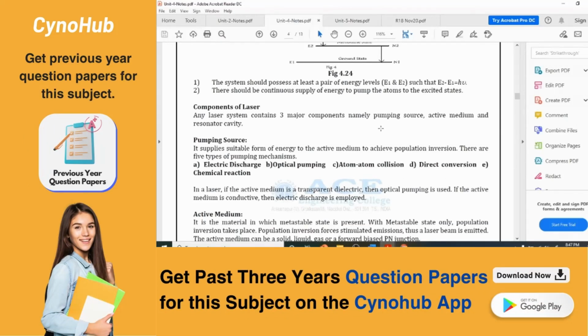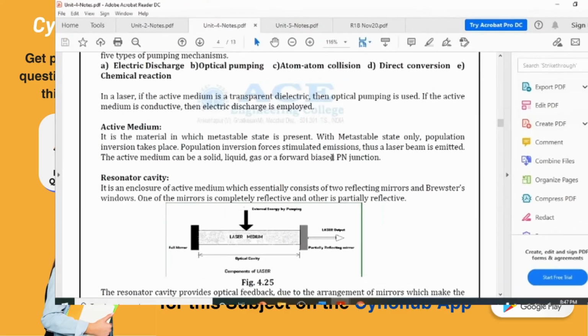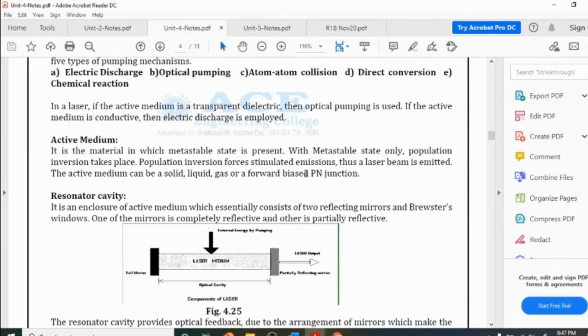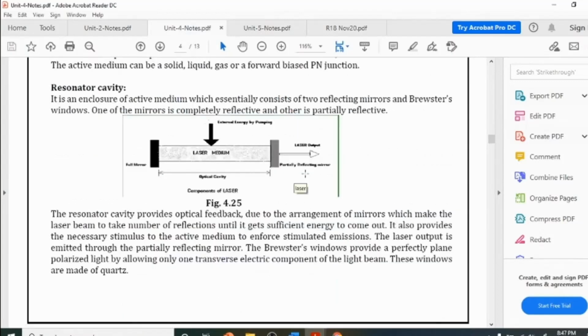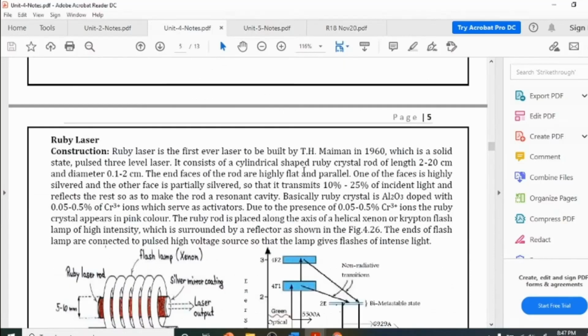So then the resonator cavity. Laser cannot be emitted under normal circumstances just like that. It has to come only in one direction. That will be taken care of by an enclosure, what is called a resonator cavity. So these are the components, and they would be there for every laser.